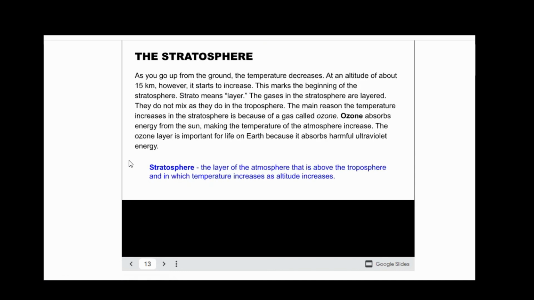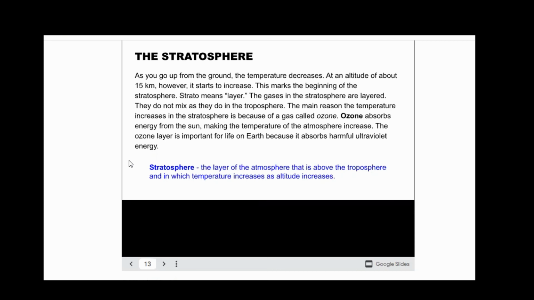So taking a look at the stratosphere, as you go up from the ground level, the temperature is going to decrease. Once you hit about 15 kilometers, you're going to hit the stratosphere and the temperature is going to start to increase again. As you go up through the stratosphere, it's going to get warmer again. So we're down here on the surface, temperature is getting lower as we go through the troposphere. For roughly 15 kilometers, give or take a few, it starts getting warmer again. That's that stratosphere layer.